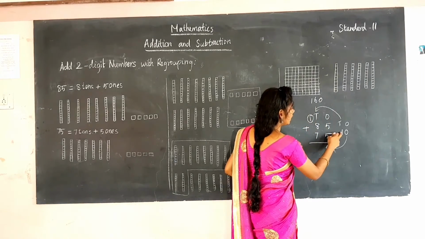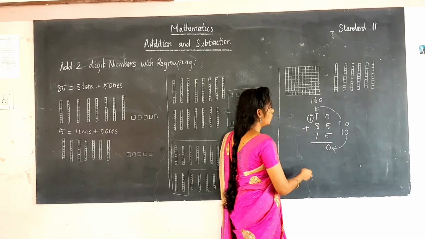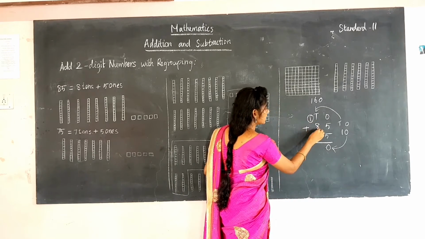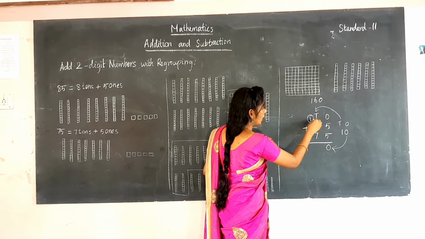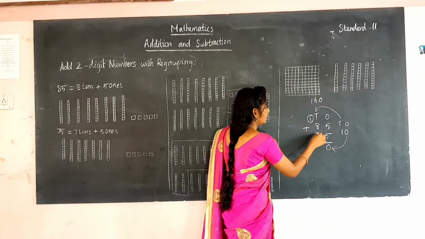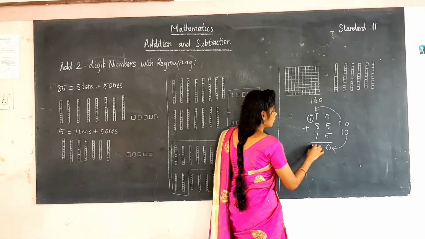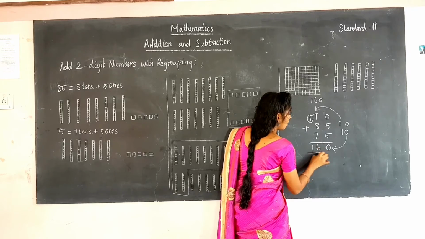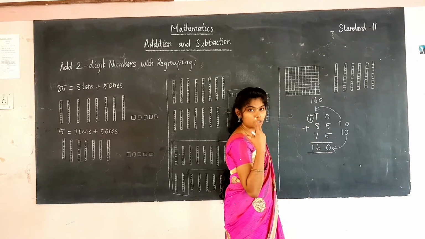And see here we have taken 1 to the tens place now. So now we have to add 1 tens, 8 tens and 7 tens. 1 plus 8 is 9, 9 plus 7 is 16. So write the number 16 here, or otherwise you can write outside because it is a 2-digit number.